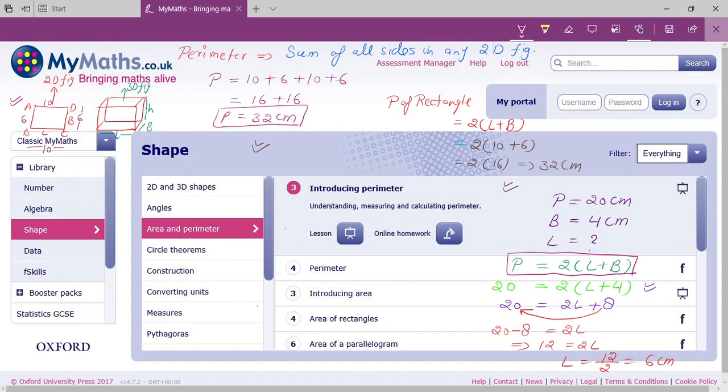Now, whatever values are given, you have to plug in there. Perimeter is given as 20 centimeters, so you are plugging in 20 here. Don't write centimeter over there, because now you are plugging in the values. While plugging in values, we don't have to write their unit.